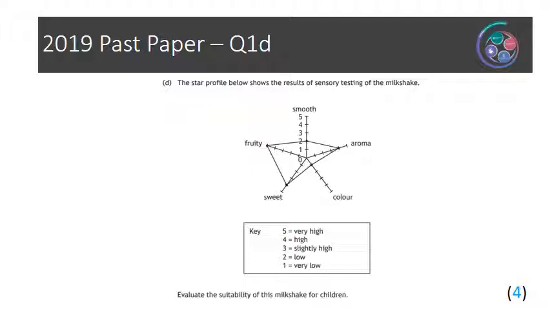You need to use the acronym FOC to make sure you access the marks: fact, opinion, and consequence. If you develop your answer, then that can access you 2 marks.